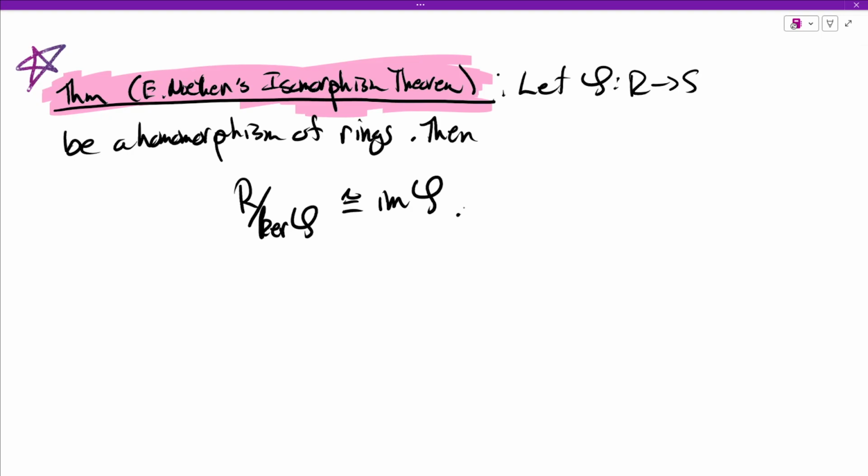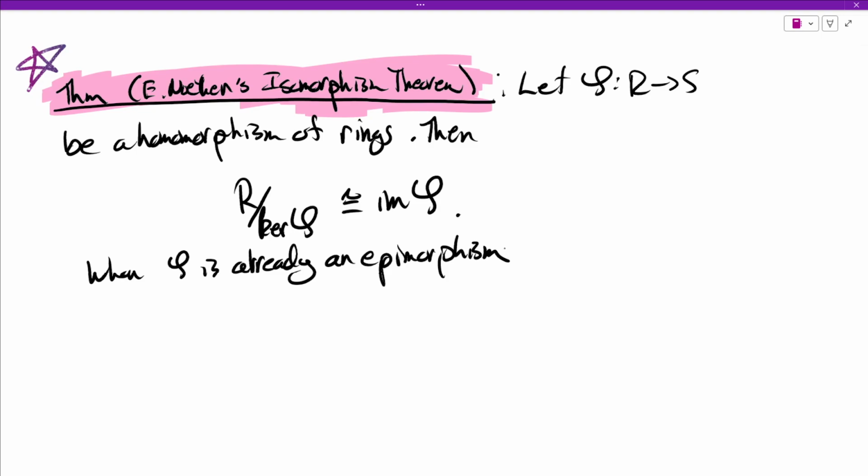There's a special case here though. When phi is already an epimorphism, so that if we happen to come up with a homomorphism that was already onto, we have an isomorphism: R mod the kernel is S, right? Because if phi is already onto, the image is already everything. So the image is just S. So there's nothing to prove here.